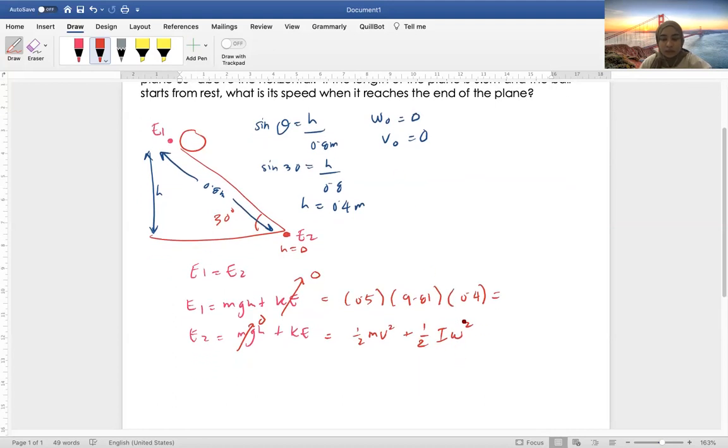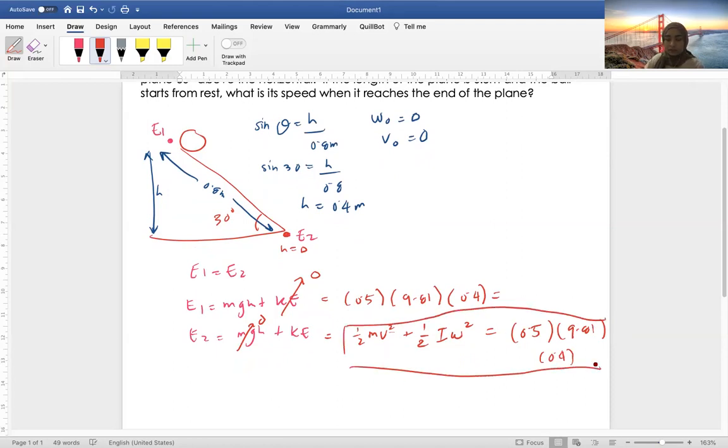So now it's asking you to find the v. What is the speed when it reaches the end of the plane? But we have two different unknowns, v and omega. So now my question is, how do we solve for the speed? Anyone? What should we do here? We have this equation. How should we solve it? Tukar angular velocity kepada velocity. Convert angular velocity to velocity.